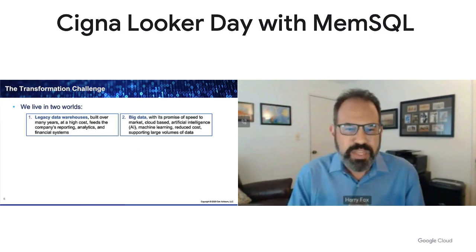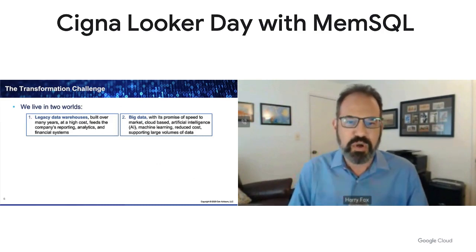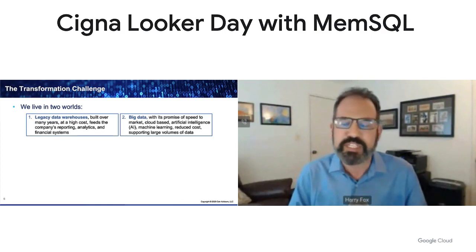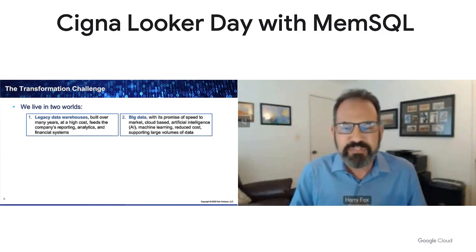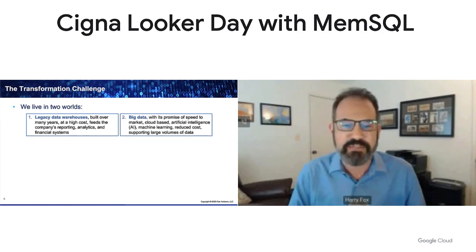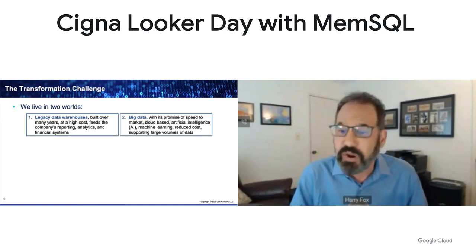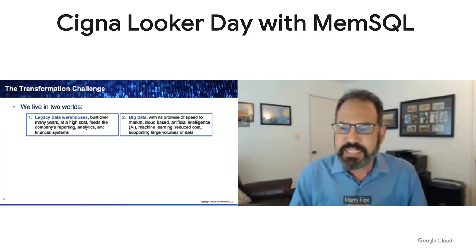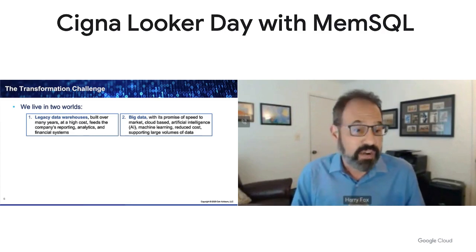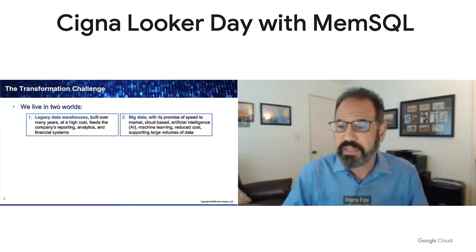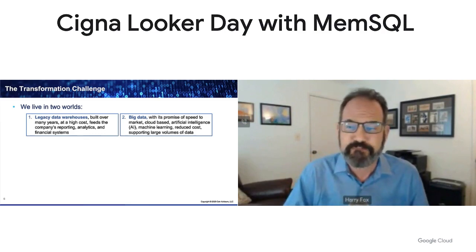So we live in two worlds. We live in the world of legacy data warehouses. They're built over many years, were expensive to build. They often feed the company's reporting, analytics, and financial systems, and they are complex. And then we live in the world of big data with its promise of speed to market, cloud-based delivery, leveraging artificial intelligence and machine learning at a reduced cost and supporting these very large volumes of data.